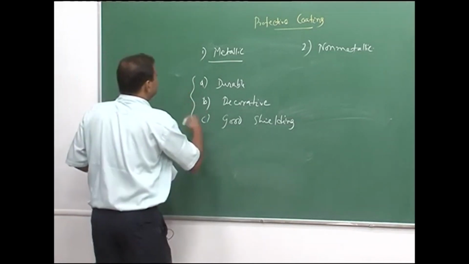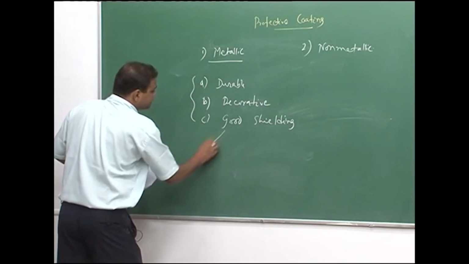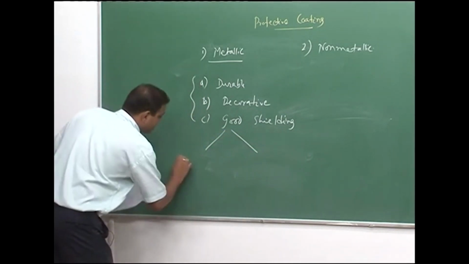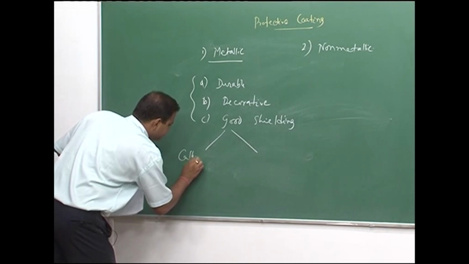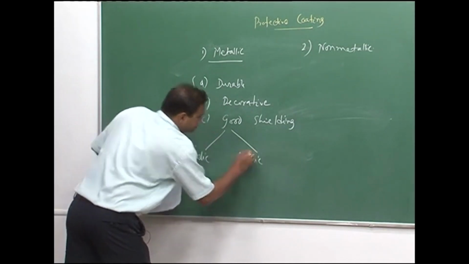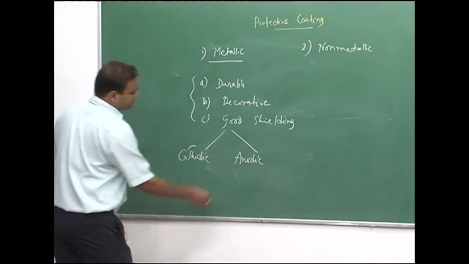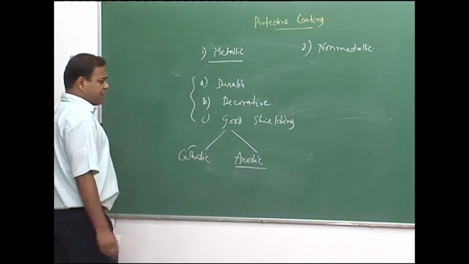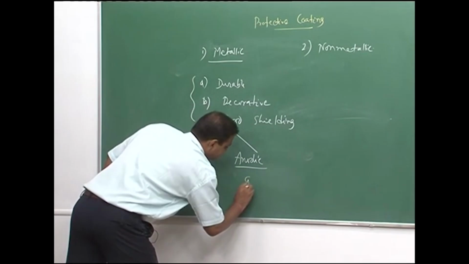And the metallic coating can be divided into two sections: one is cathodic, another is anodic. So, one particular example for anodic coating, which we have seen many times, is galvanizing.